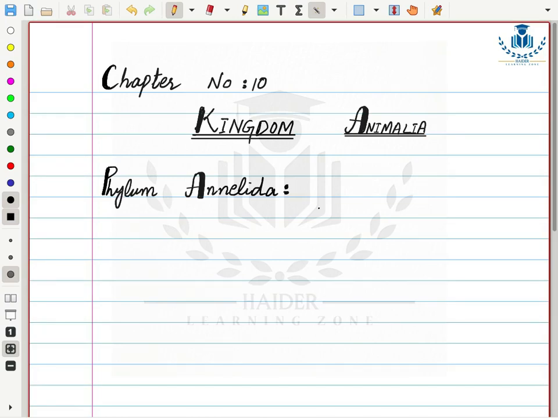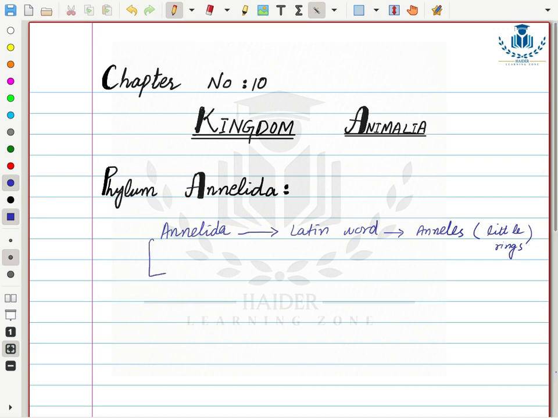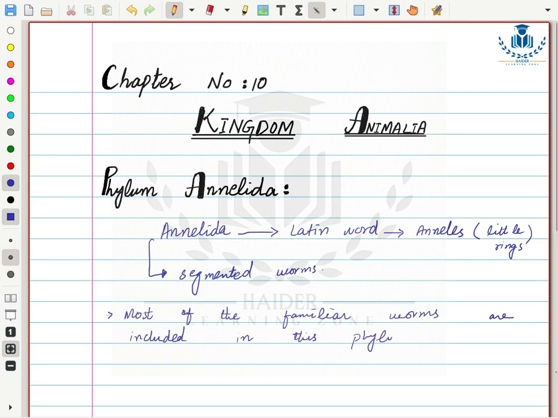In this lecture, we will discuss another phylum of kingdom Animalia, that is Phylum Annelida. The word Annelida is derived from a Latin word annelus, meaning little rings. Therefore, the organisms included in phylum Annelida are also called segmented worms, because externally they show little rings on their surfaces and internally they are segmented. Most of the familiar worms are included in this phylum.